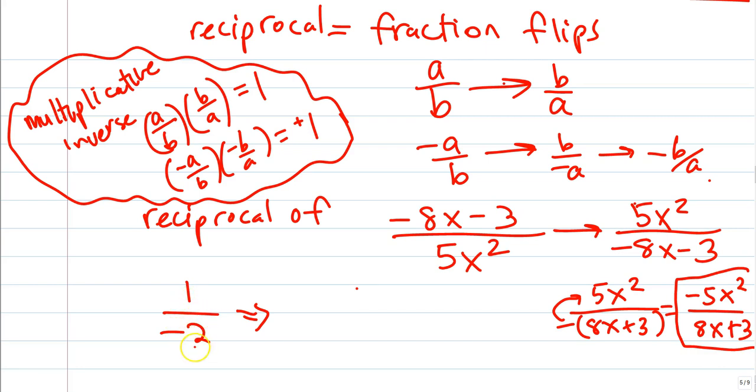What if I have 1 over negative 2? Well, we would flip it and it becomes negative 2 over 1. Now, we wouldn't leave that as negative 2 over 1, right? We would simplify that just to become negative 2.